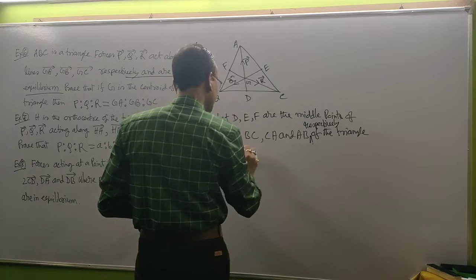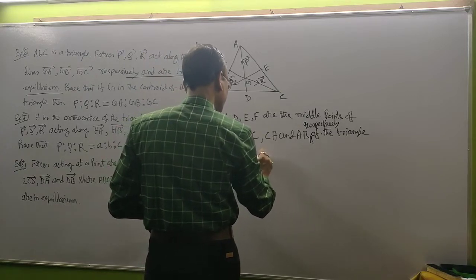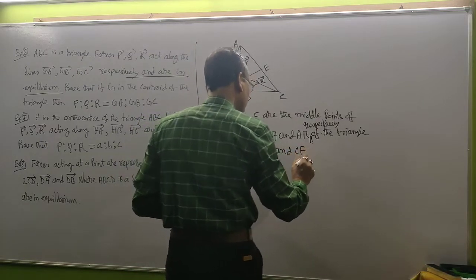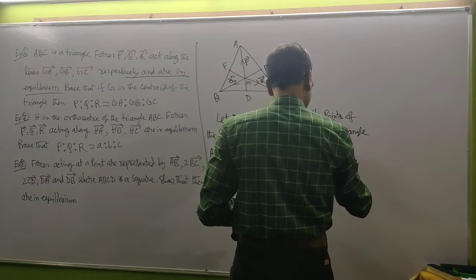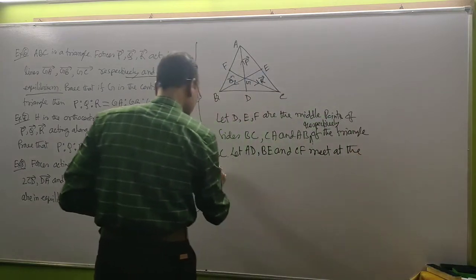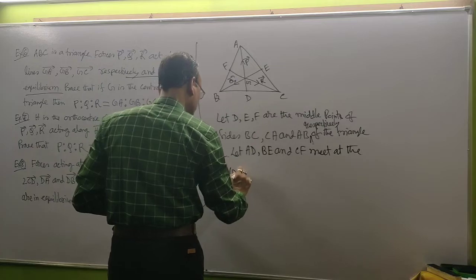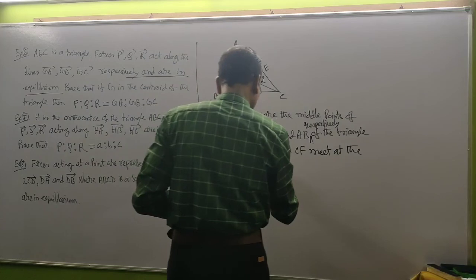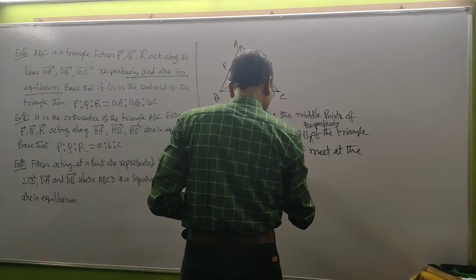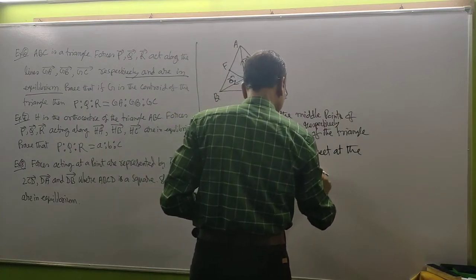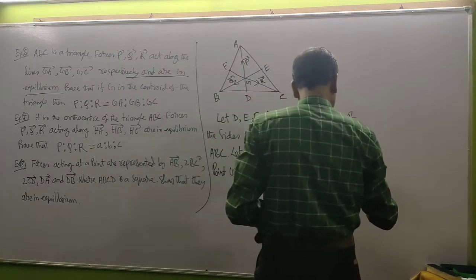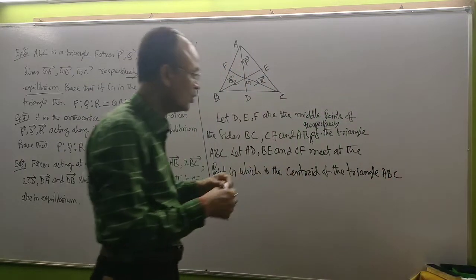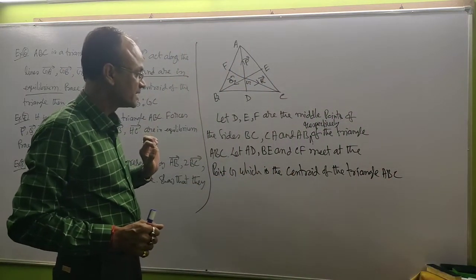Let AD, BE and CF meet at the point G, which is obviously the centroid of the triangle ABC.